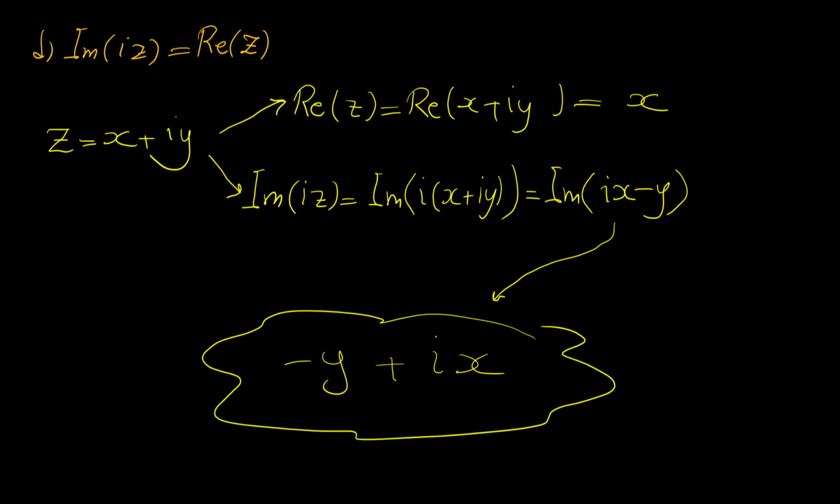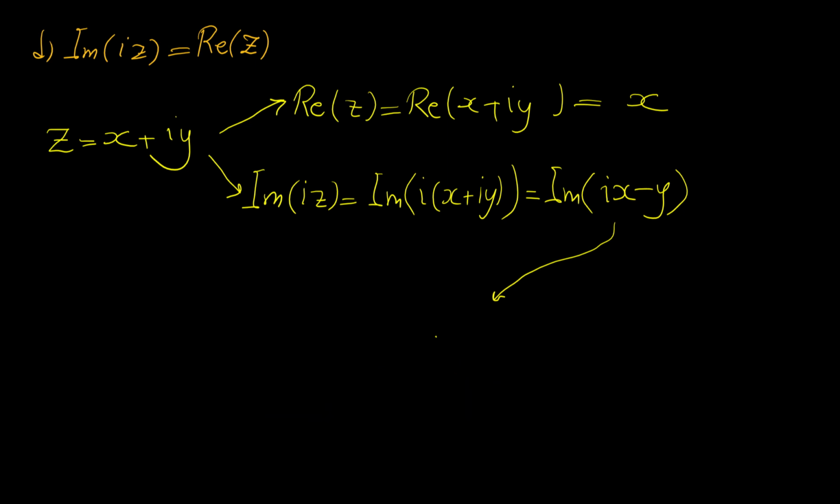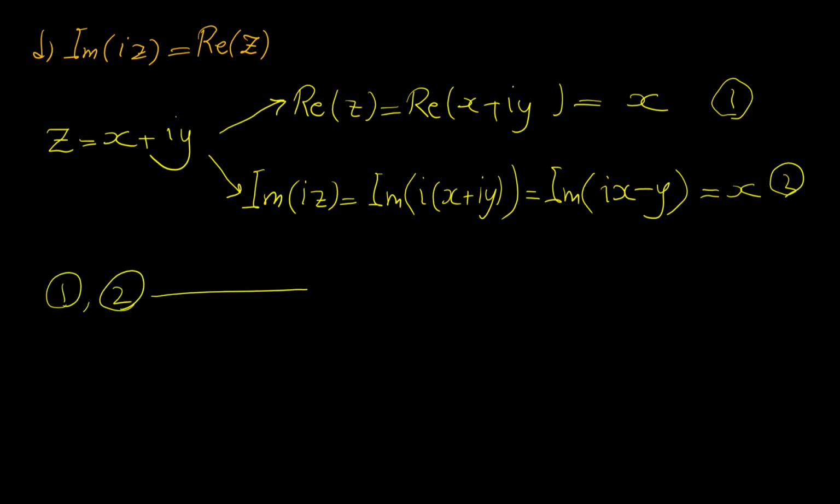Always we prefer to think of a complex number in the form of real plus imaginary part times i. So what is imaginary part of this complex number? Imaginary part of this complex number is x. This shows that from 1 and 2, we conclude that real of z is always the same as imaginary part of iz.